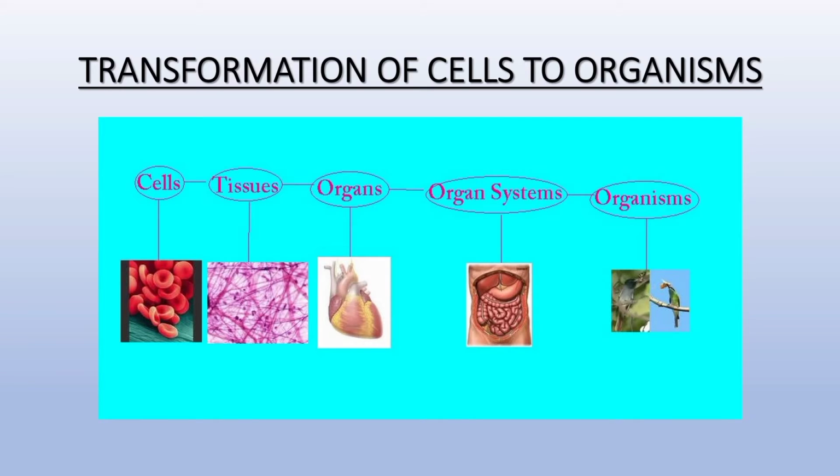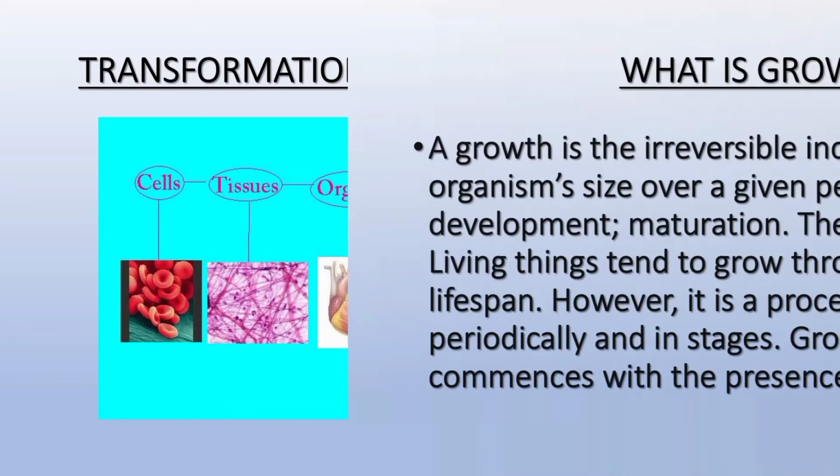Transformation of cells to organism. First, there is a single cell. Many cells join together to form tissues, and many tissues join together to form organs, and many different organs together make an organ system, and many organ systems make an organism.